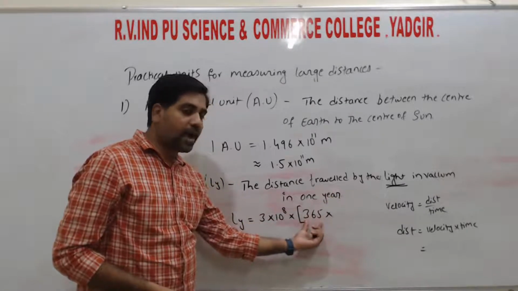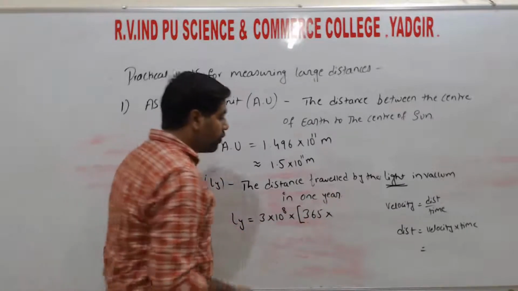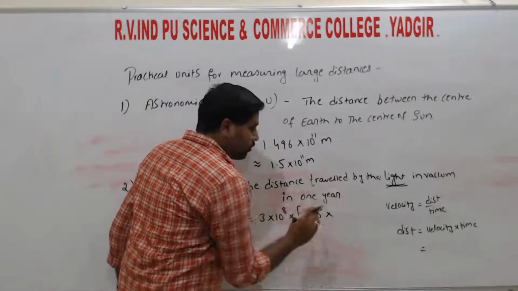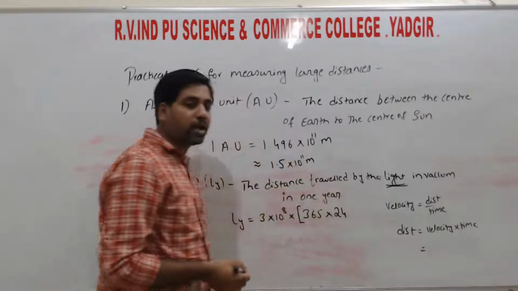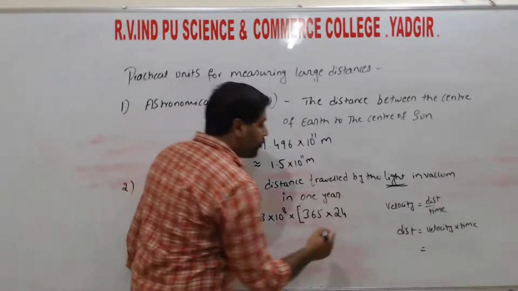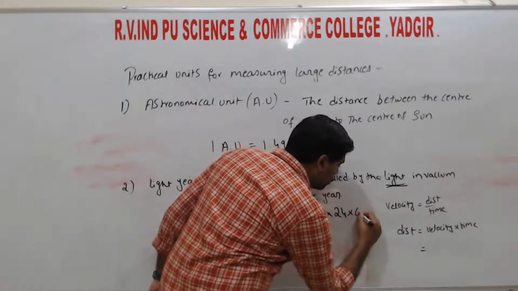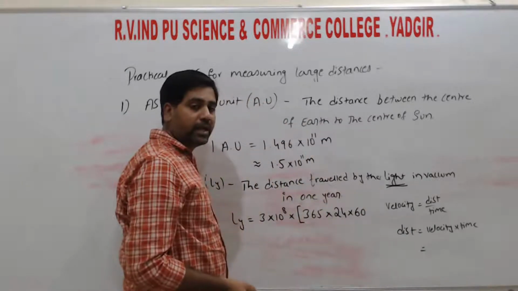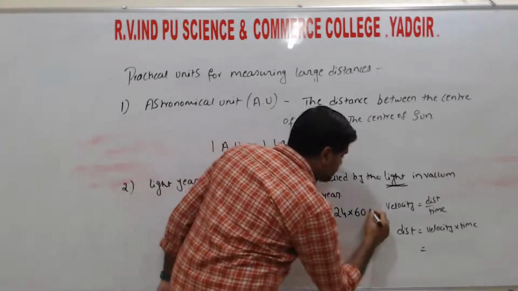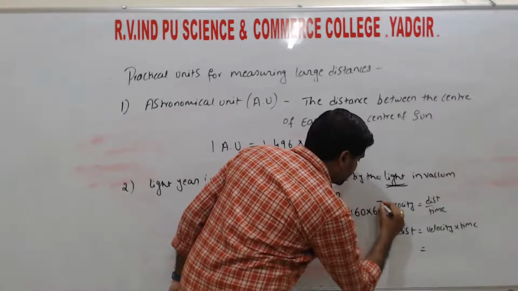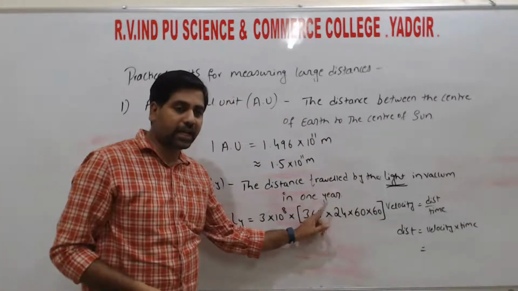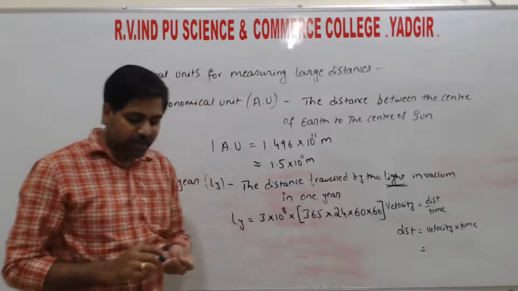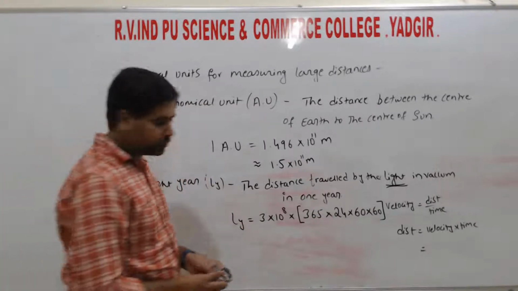So in 1 year we have 365 days. For each day, how many hours do we have? That is 24 hours. Next, for every hour we have 60 minutes. For every minute we have 60 seconds. Then we have converted 1 light year into seconds, right? So understand this one.